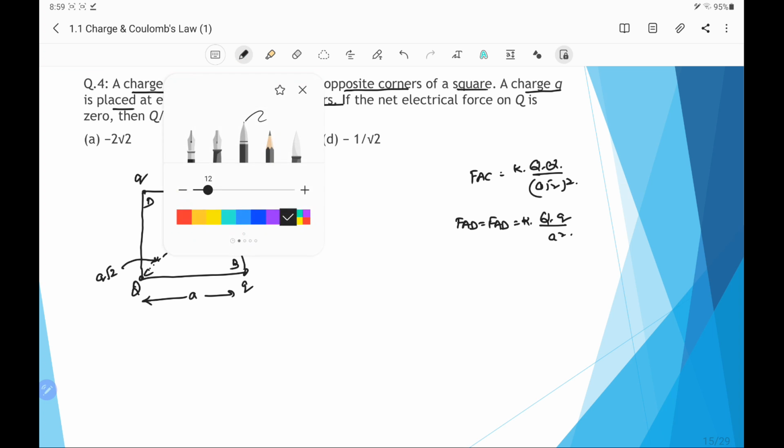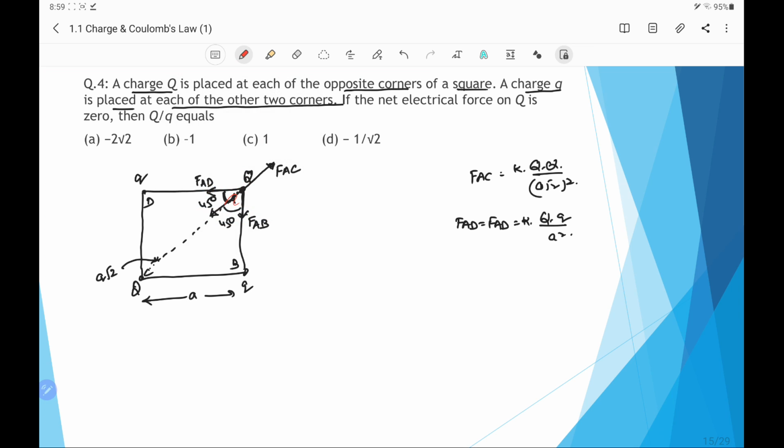We resolve these forces in two perpendicular components. We see these two perpendicular components are FAD sine 45 degree and FAD cos 45 degree. Similarly, we resolve FAB. It also gives two perpendicular components, FAB cos 45 degree and FAB sine 45 degree. FAB sine 45 and FAD sine 45 are equal and opposite, so they will get cancelled, and remaining are the cos components which get added.